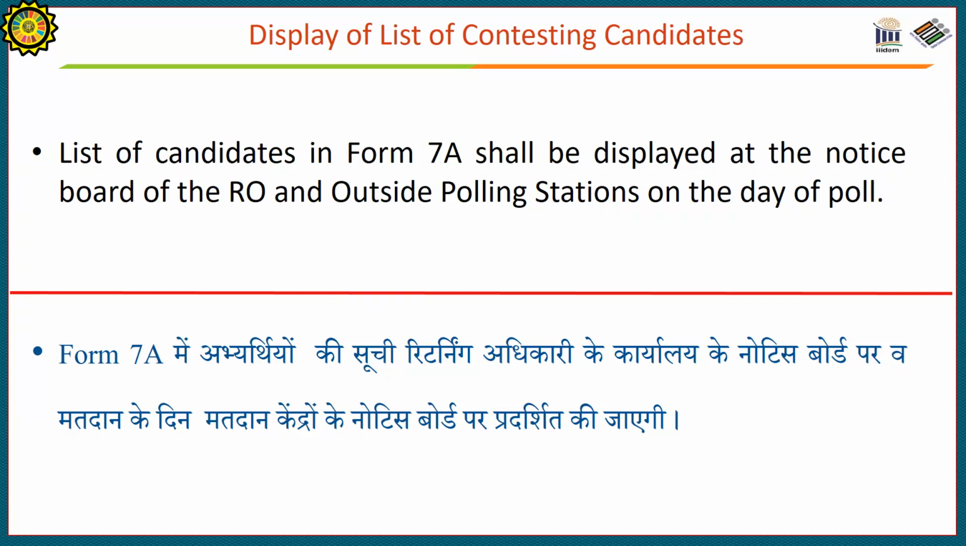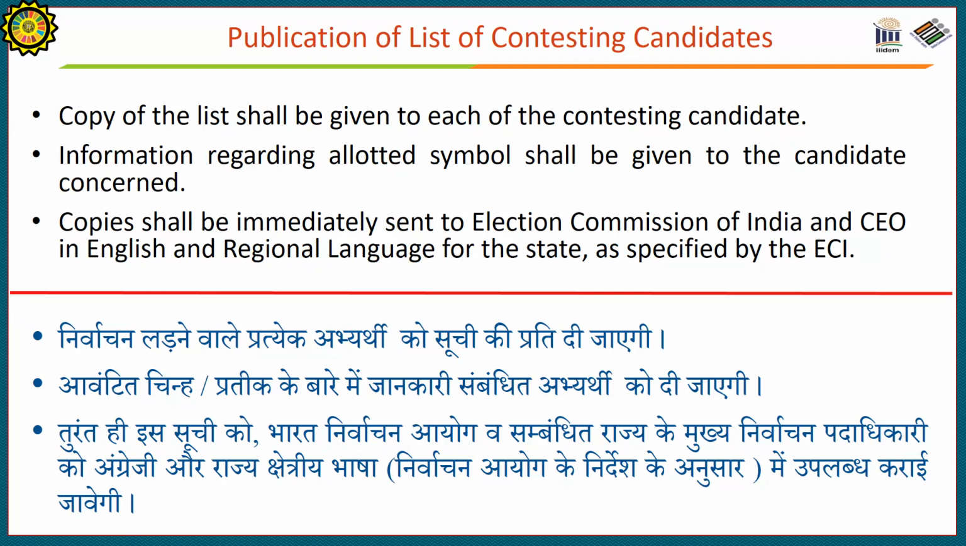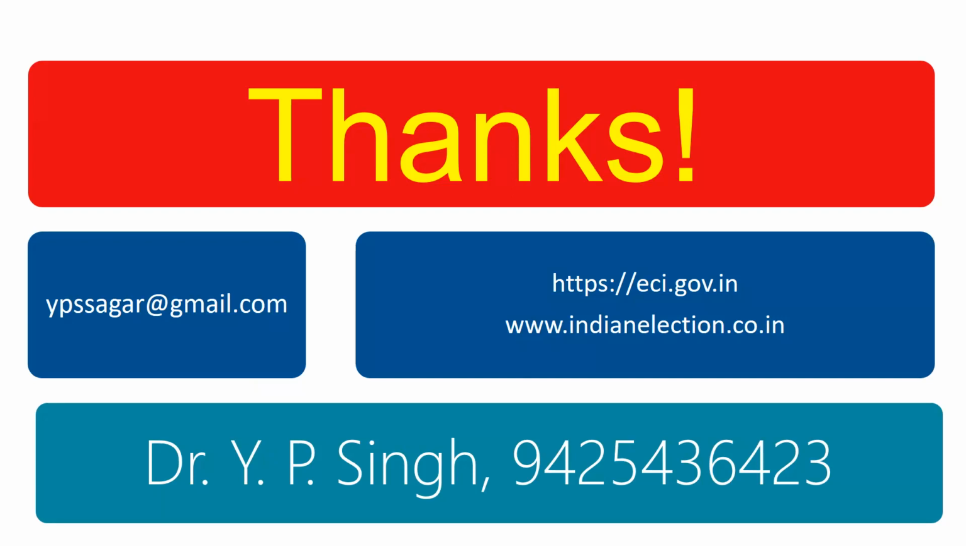The list of candidates in Form 7A shall be displayed on the notice board of the returning officer and outside the polling stations on the day of poll. A copy of the list shall be given to each of the contesting candidates. Information regarding the symbol allotment shall also be given to the candidate. A copy shall be immediately sent to the Commission and the CEO in English and the regional language for your state as specified by the Commission. In this educational video, we have learned how to prepare the list of contesting candidates.